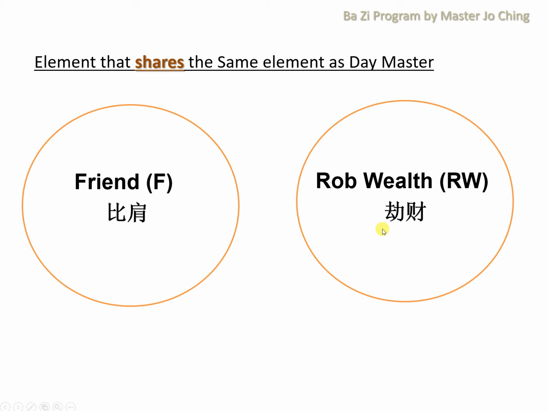Okay, so for example, just now if you go back to the Warren Buffett chart, his day master is Ren water. So if he sees another water element, regardless of whether it is Ren or Gui, they are known as his friend star. Or some people call it self star.